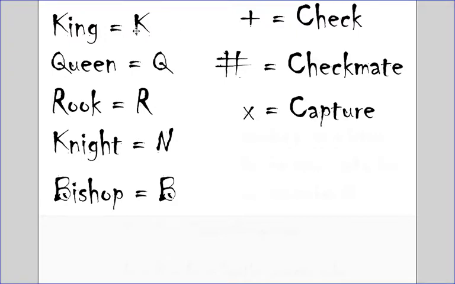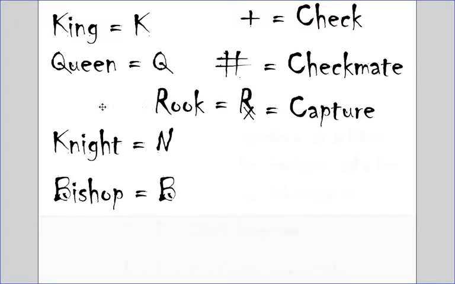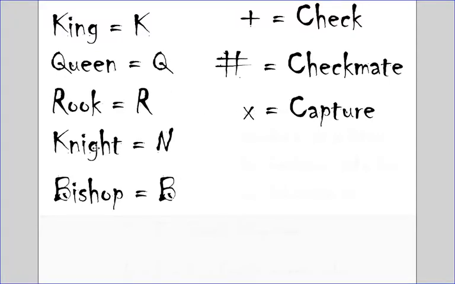So the main thing we want to know is that the major pieces use capital letters. Alright, so the king is K, the queen is Q, the rook is R, the knight is a capital N. Now bear in mind, king is capital K, queen is capital Q, rook is capital R. The K is already taken, so the knight gets the N. Alright? And bishop is capital B.